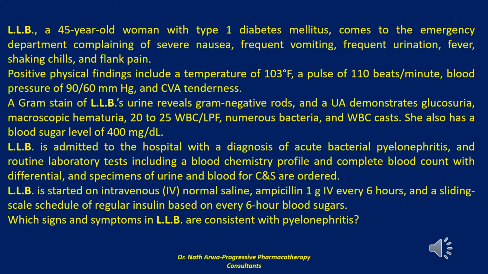LLB is admitted to the hospital with a diagnosis of acute bacterial pyelonephritis, and routine laboratory tests including a blood chemistry profile and complete blood count with differential, and specimens of urine and blood for culture and sensitivity are ordered. LLB is started on intravenous normal saline, ampicillin 1 gram IV every 6 hours, and a sliding scale schedule of regular insulin based on every 6-hour blood sugars. Which signs and symptoms in LLB are consistent with pyelonephritis?